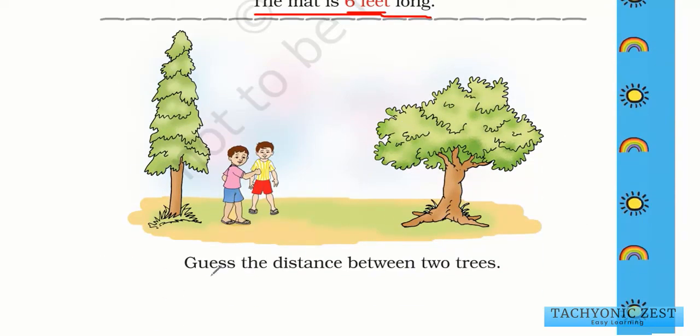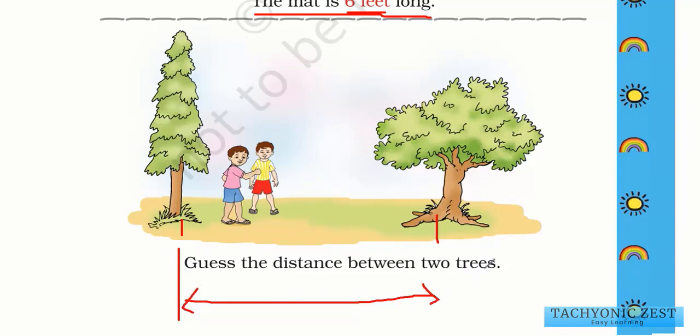Okay, now this one is asking us to guess the distance between two trees. So you can go ahead and do the same. You can go outside and take any two trees, and starting from one tree you can place first your left foot, then right foot, then again left foot, then right foot, and you can keep counting as you are measuring the distance. Finally when you arrive near the other tree, you can say that you got these many feet. So the distance between these two trees is these many feet. So go ahead and do that exercise.